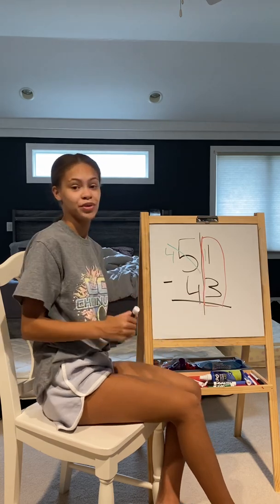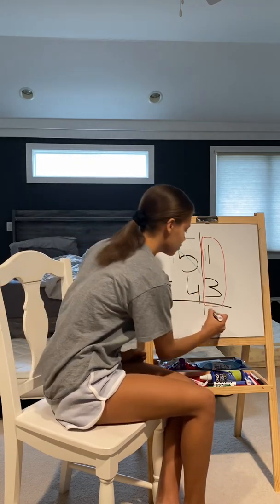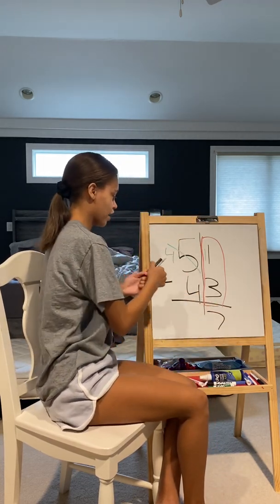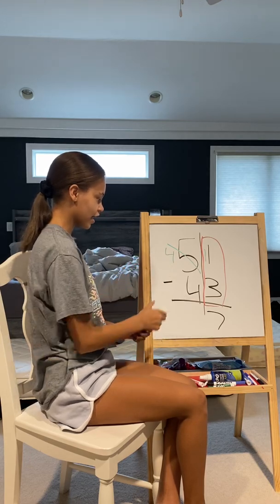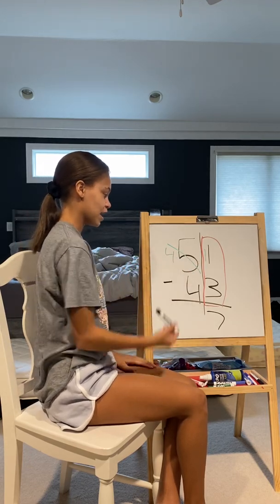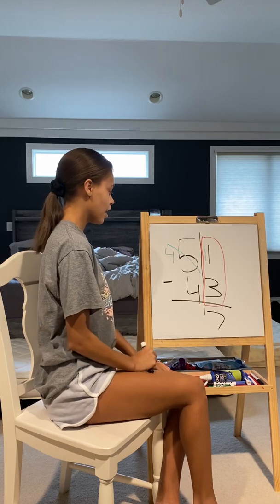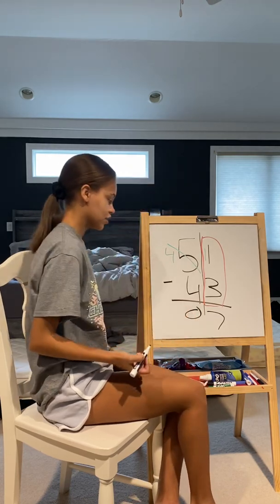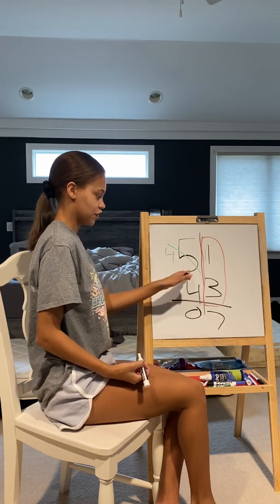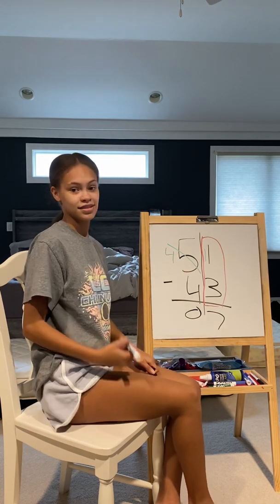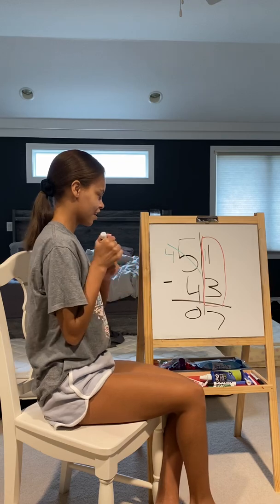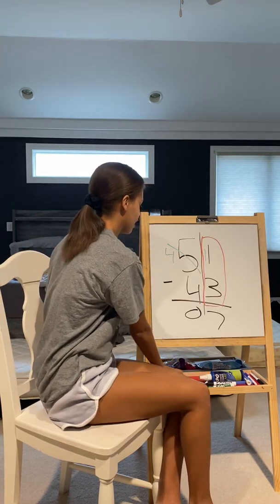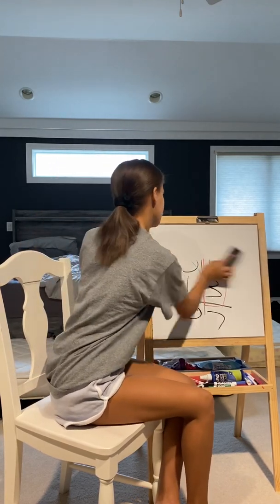So 11 minus 3 is 7, right? And then we have 4 minus 4 now, because the 5 became a 4 since we had to take 1 away. So 4 minus 4 is 0. So the answer is just 7. So 51 minus 43 is 7. All right. Problem number 2.